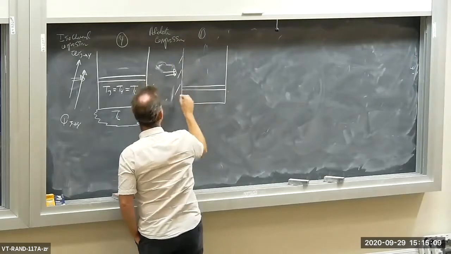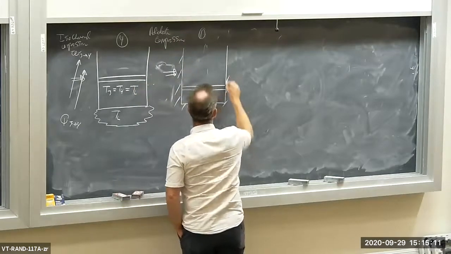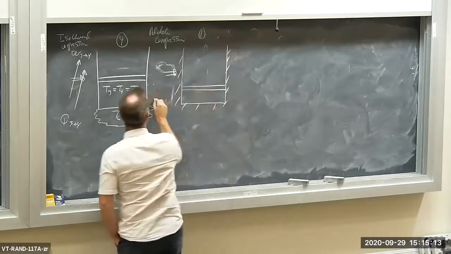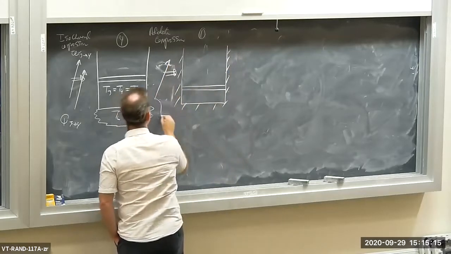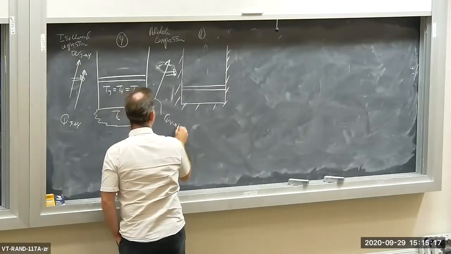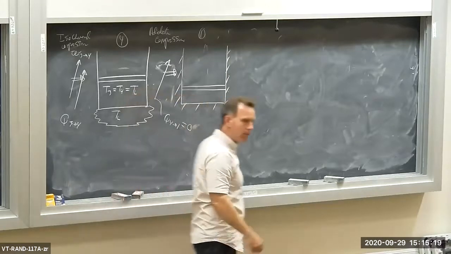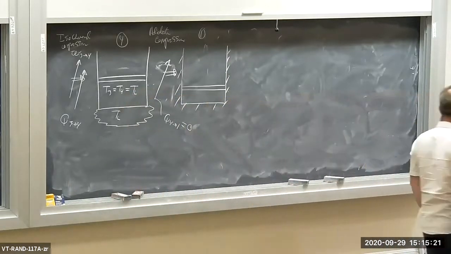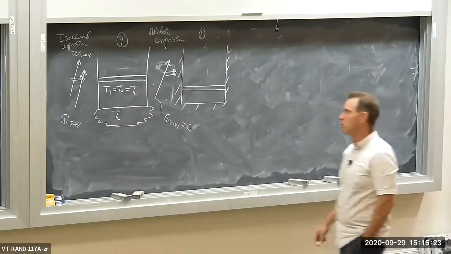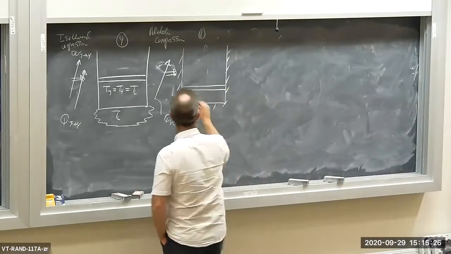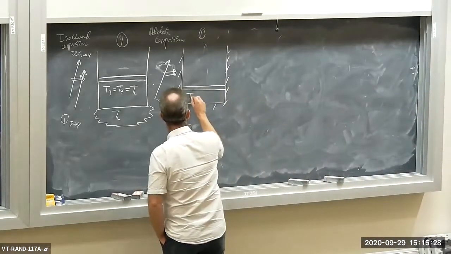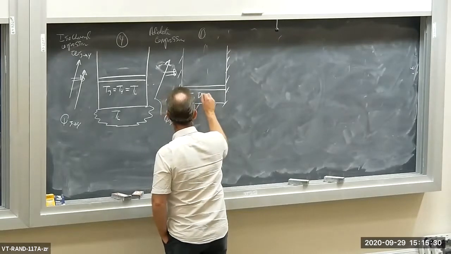So I'm going to put some insulation around it. That means no heat transfer, Q4 back to 1. No heat transfer because it's an adiabatic compression process. And I'm going to squeeze it, raise the temperature, and get back to the original temperature and the original volume.